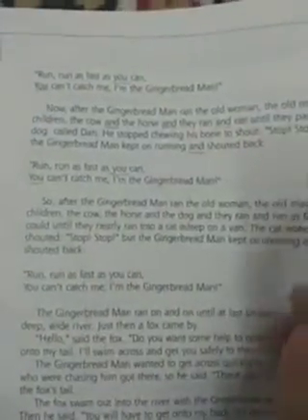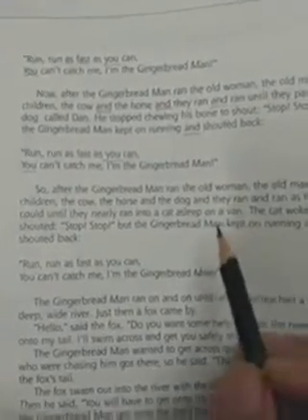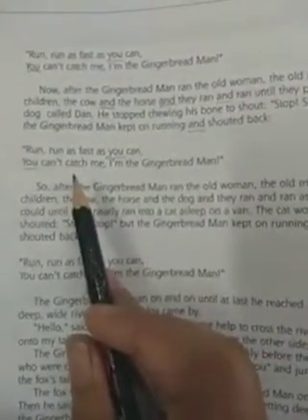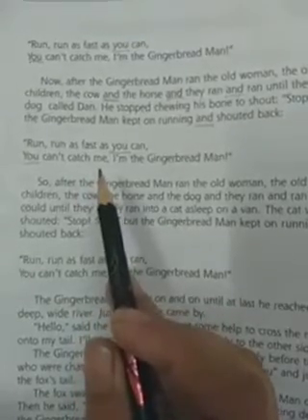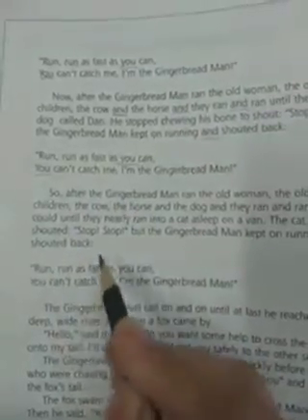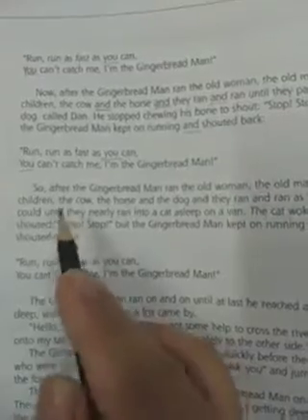So the dog is also trying to stop the gingerbread man. But again, the gingerbread man is not stopping. He's running. He's very fast, yeah. And he's telling others also to run fast to catch hold of him.